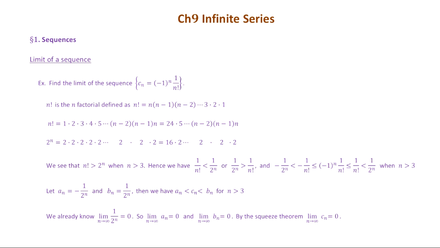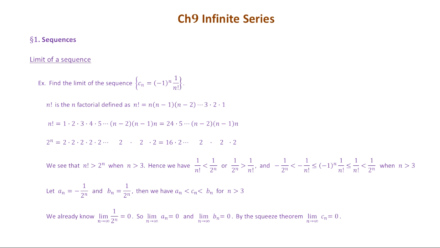It's either positive or negative. But in any case, in the case -1 to the n is positive, obviously it will be greater than -1 over n factorial, right? When -1 to the n is negative, then you get the equal sign. -1 over n factorial will be equal to -1 to the n times 1 over n factorial. So that's why we got this inequality in here.